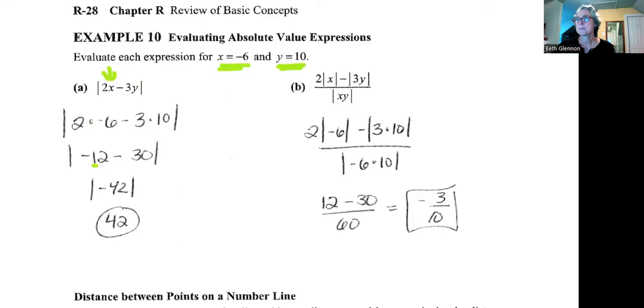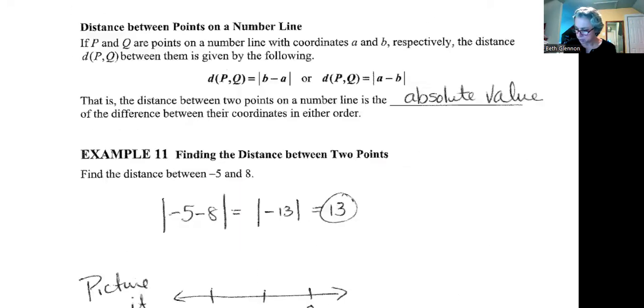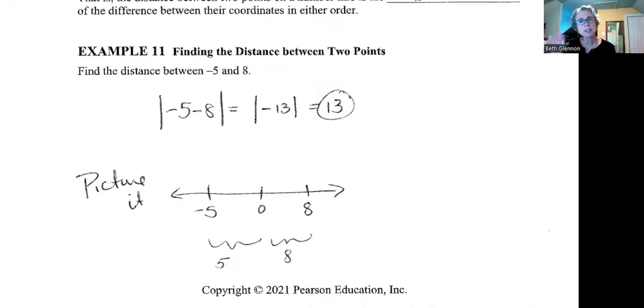Okay. The last problem bothers kids. I want you to think about this one in terms of a number line. It says find the difference between -5 and 8. So I would have you picture it in your head. You've got the number line with -5 here and 8 here. So to go from -5 to 0 is 5. And then from 0 to 8 is 8. So you're really adding 8 and 5, which gives you 13.